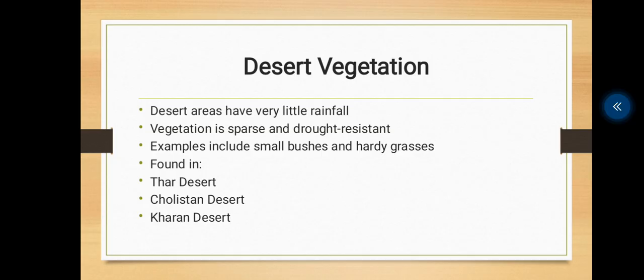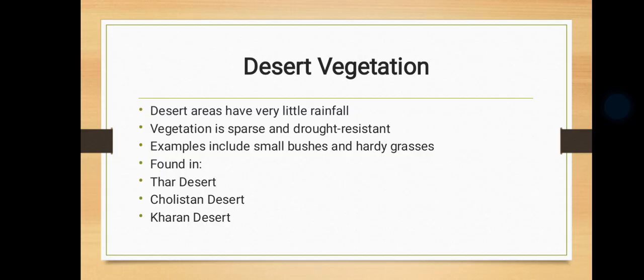Desert regions of Pakistan receive very little rainfall, which makes it difficult for many plants to grow. As a result, the vegetation in desert is very sparse, meaning plants are spread far apart. The plants that do grow here are resistant, meaning they can survive long periods without water. Common examples of desert vegetation include small bushes, hardy grasses, and plants with deep roots that can reach underground water.